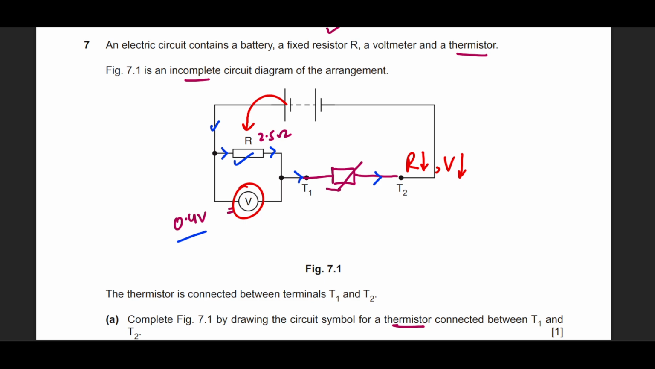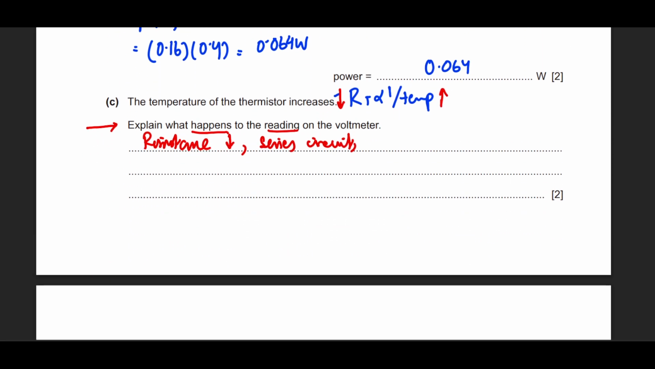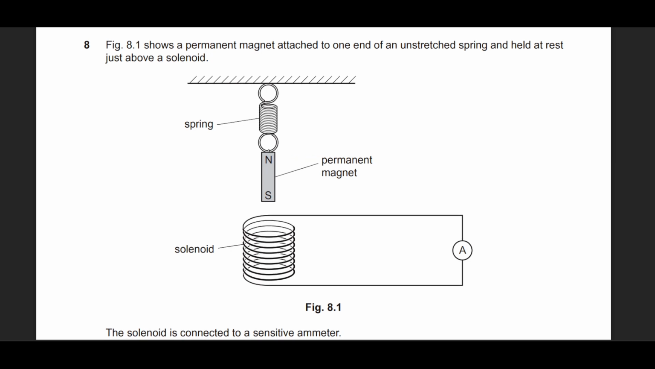So if that voltage chunk is going to the fixed resistor, that means the reading being read by the voltmeter is going to increase. Now, since it's a series circuit, more voltage will be left, or show up, for the fixed resistor. Hence, the voltmeter reading increases. Okay. All right, we move to question number 8.